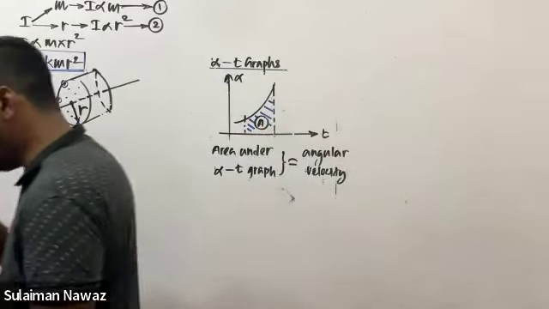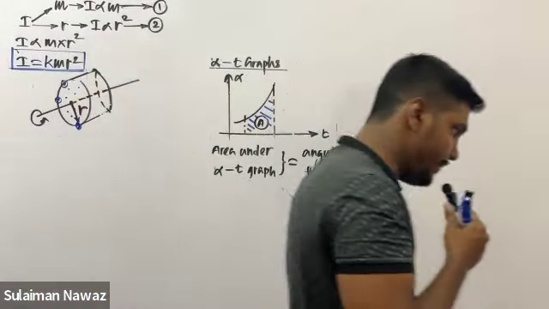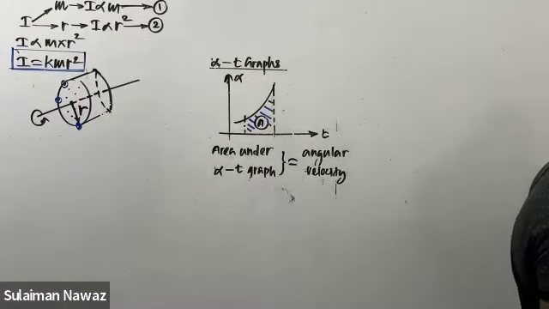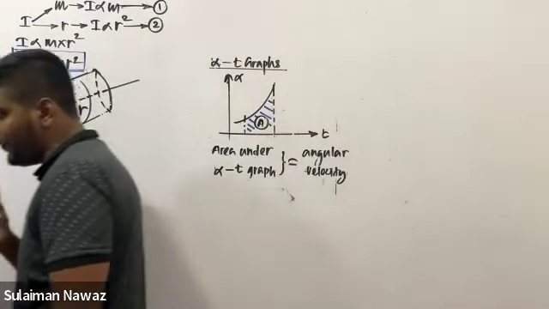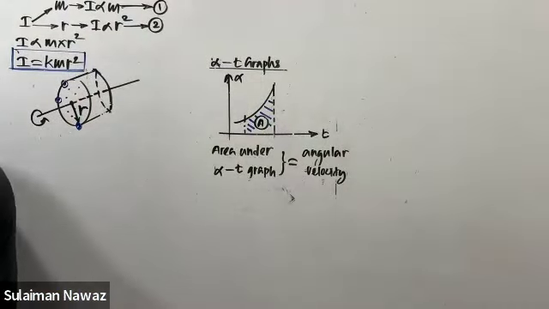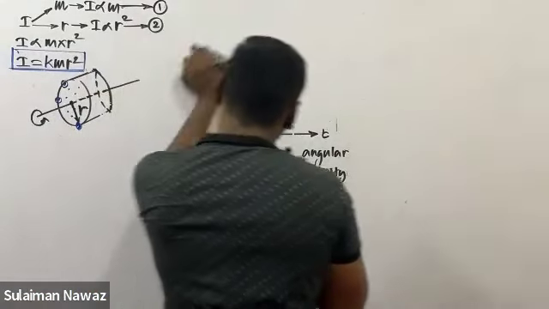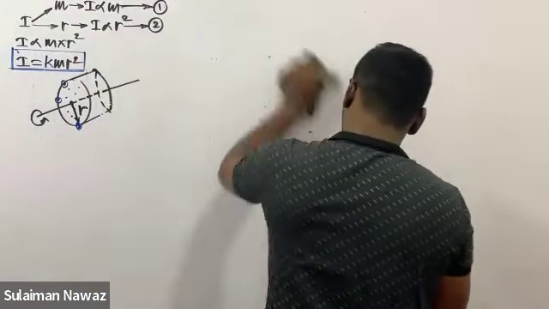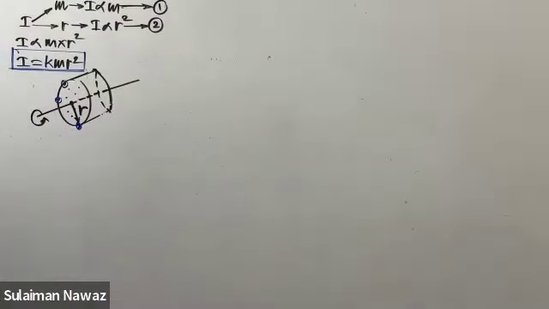Which depends on the shape and the rotational axis of the object. Highlight shape, rotational axis. Okay, right.